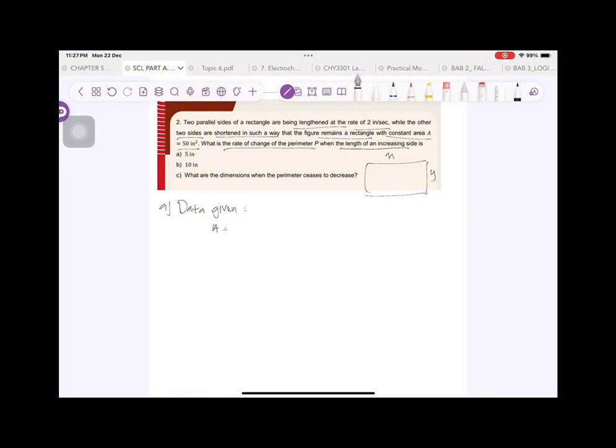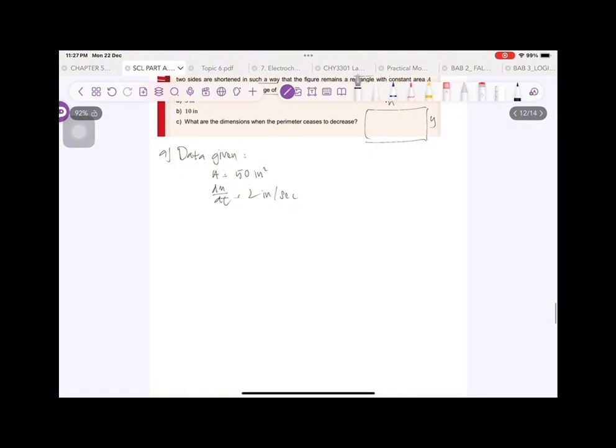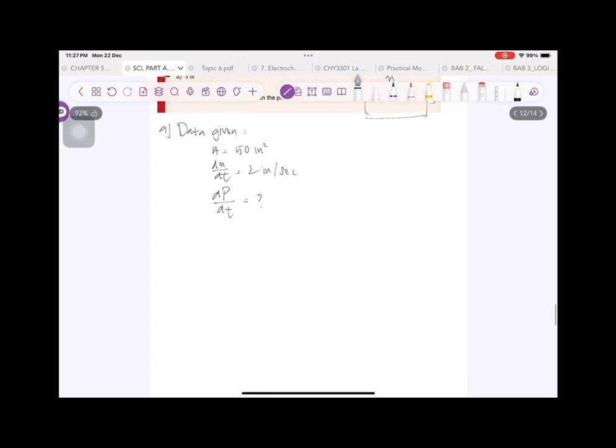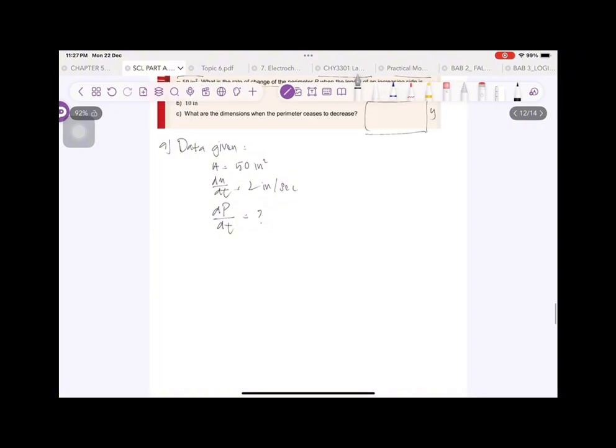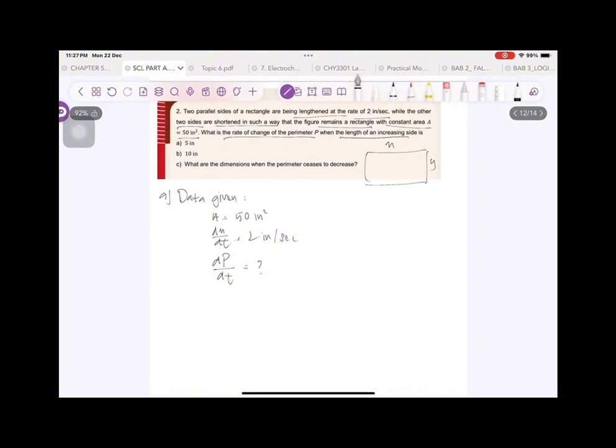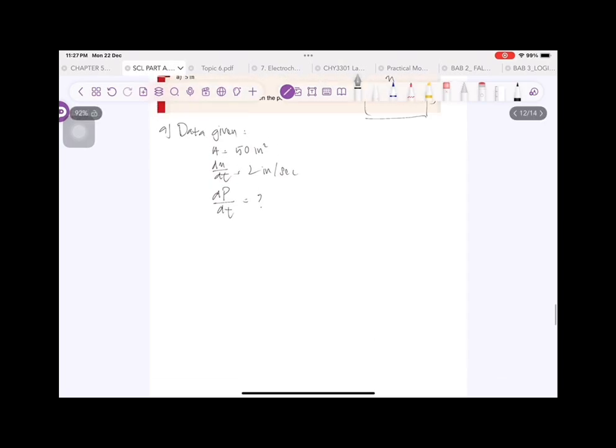A equal to 50 inches squared, dx over dt equal to 2 inches per second. The question asks what is the rate of change of the perimeter, so dP over dt equal to what? It says when the length of the increasing side is 5 inches, which means x equal to 5 inches.